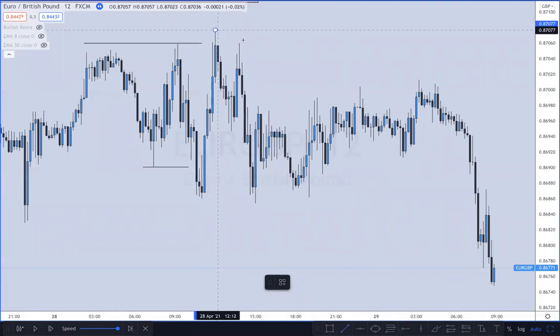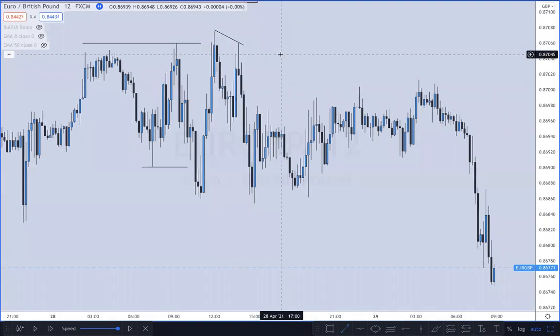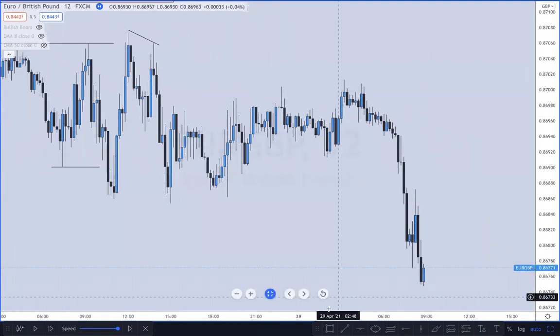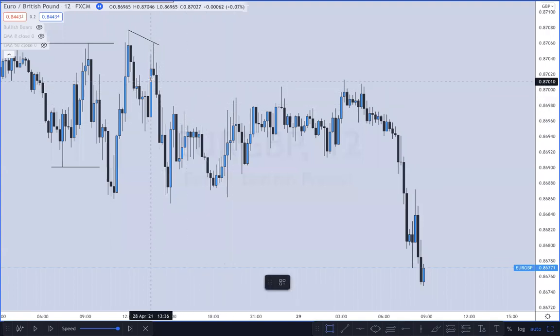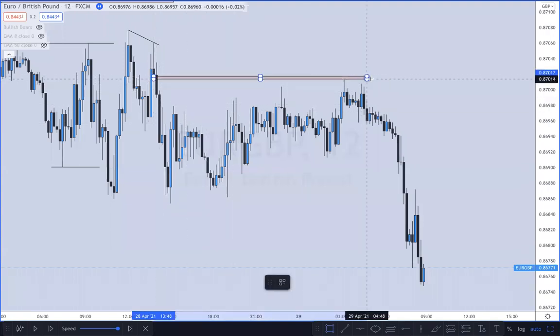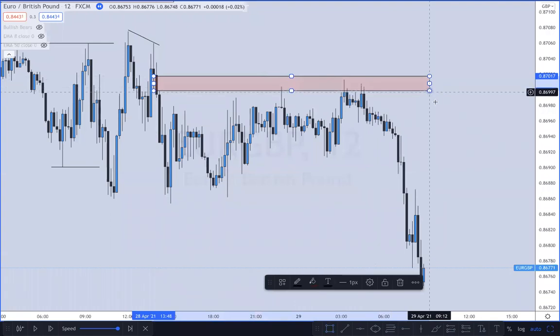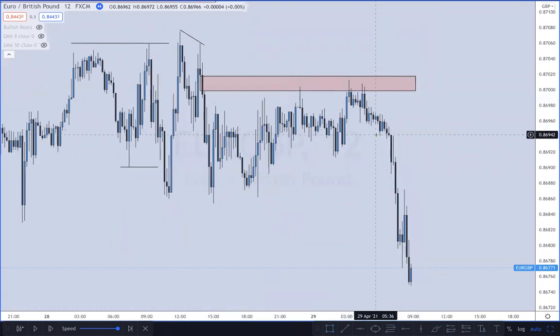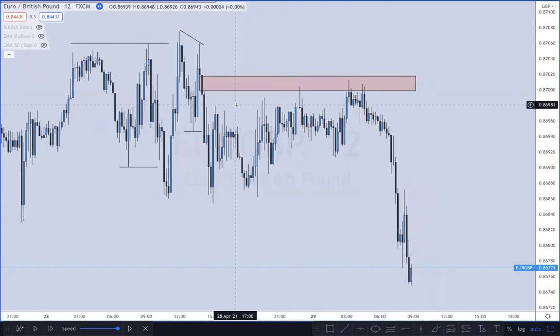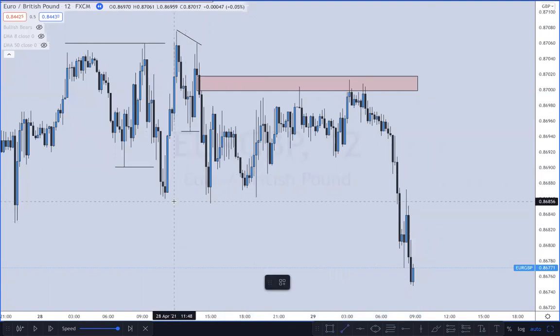What do we have here? SMS. What do we have here? Fair value gap. This is smart money cheat code video I'm actually doing for you right here on this call. Nobody will do this for you. We broke this structure here. Broke this structure here.